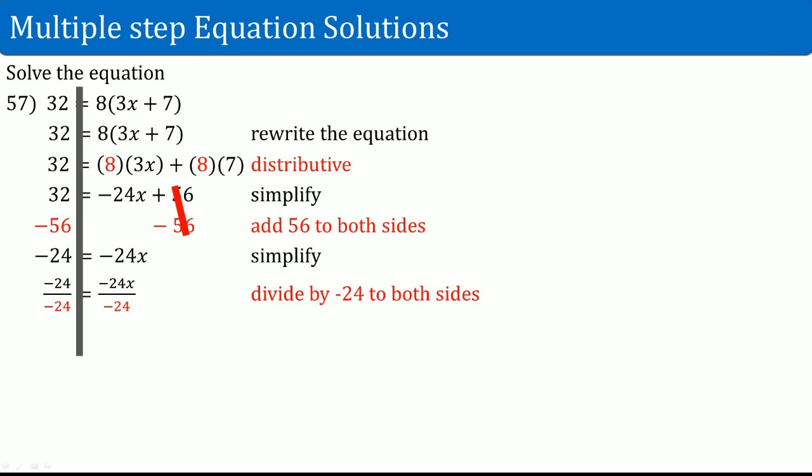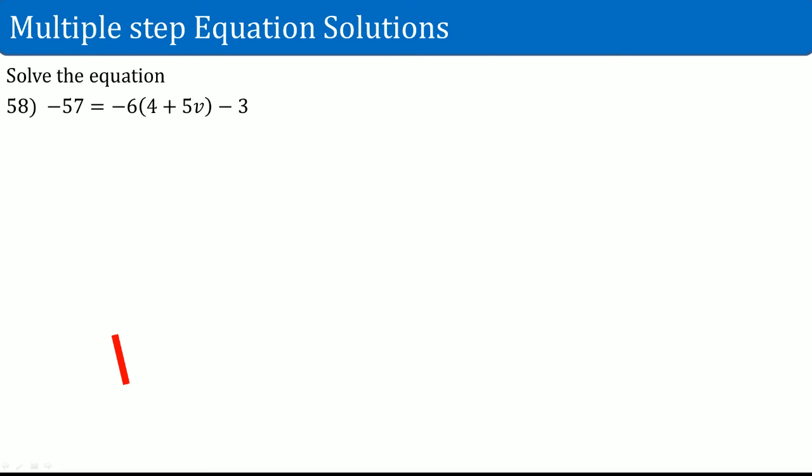Divide by negative 24 to both sides. The right hand side should cancel. Negative 24 divided by negative 24 cancels out. My left hand side also becomes a 1. So x equals 1.